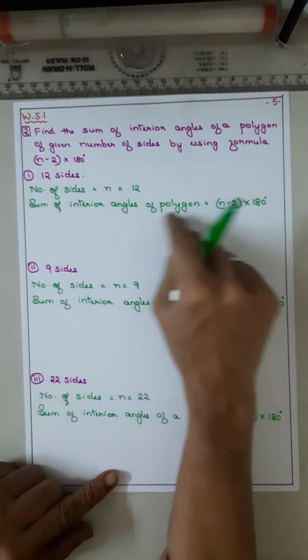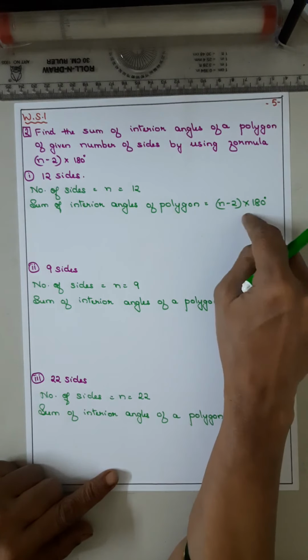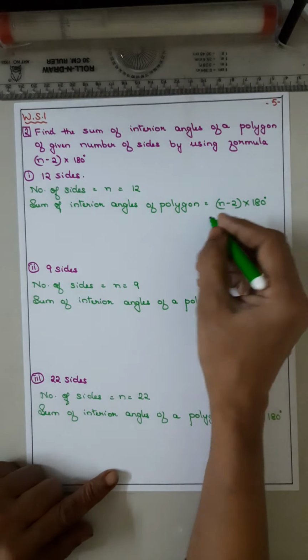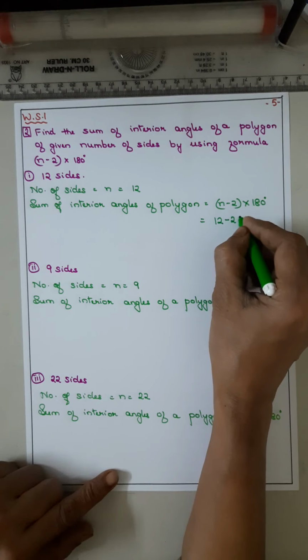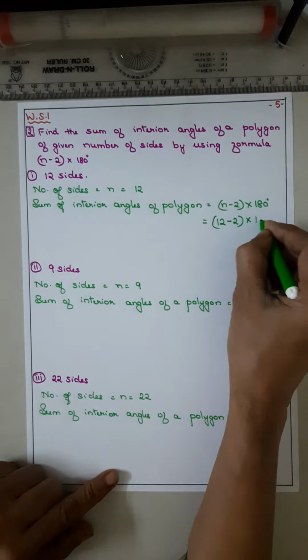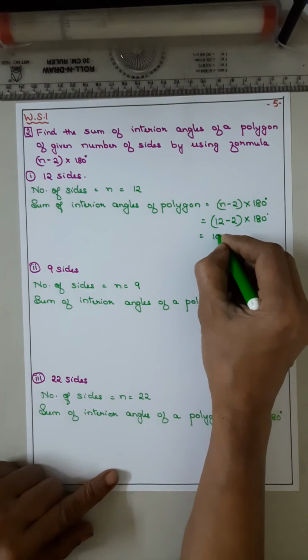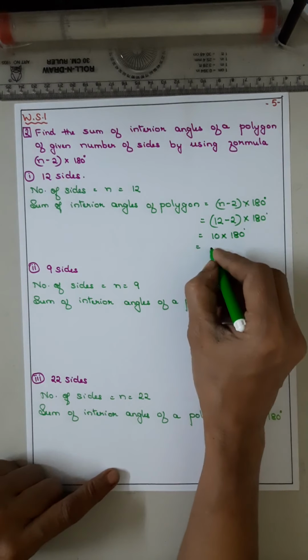Sum of interior angles of the polygon is equal to (n minus 2) into 180 degrees. That is the formula, isn't it? So n is equal to how much? 12 minus 2, into 180. 12 minus 2 is 10, into 180. So how much you got?